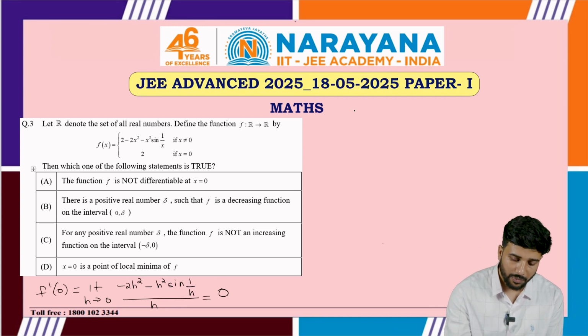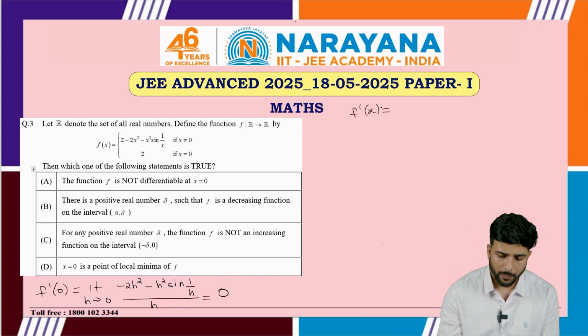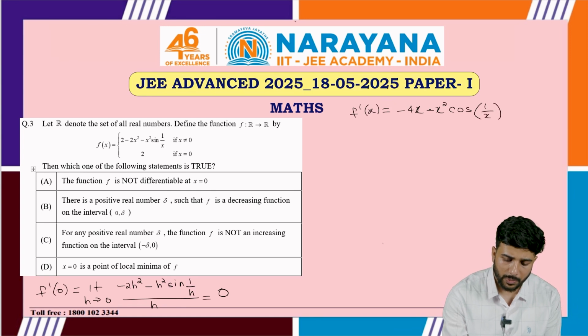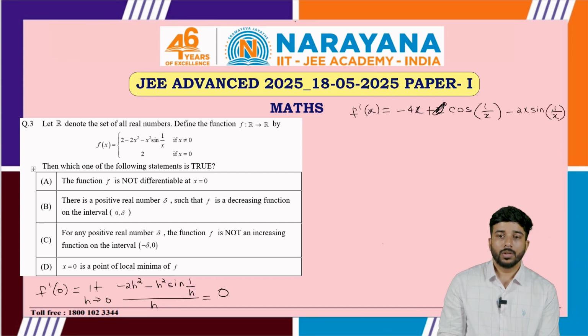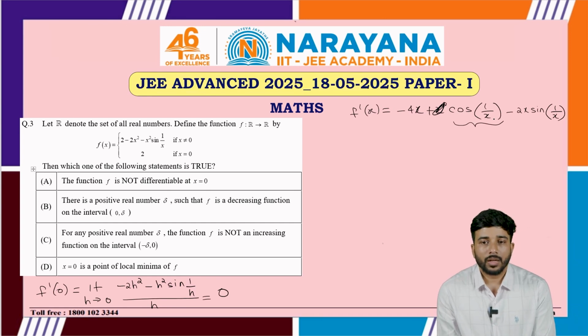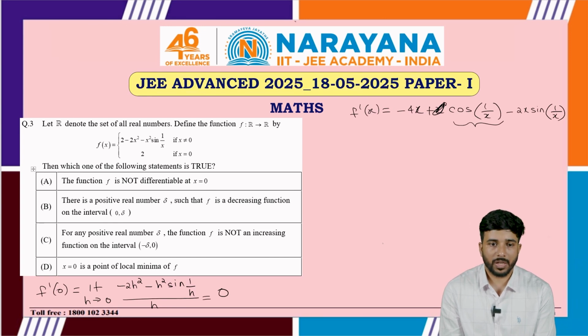So let me see what is f dash of x here. f dash of x in the vicinity of 0, we have to see what is happening. So what will f dash of x be when x is not equal to 0? I can directly differentiate this function. I'll get minus 4x minus x square cos 1 by x into minus 1 by x square. So this gets cancelled. I'll get cos 1 by x minus 2x into sine of 1 by x. So now this cos 1 by x in the vicinity of 0 will be attaining positive as well as negative values. So we can't comment about the sign of f dash of x here.